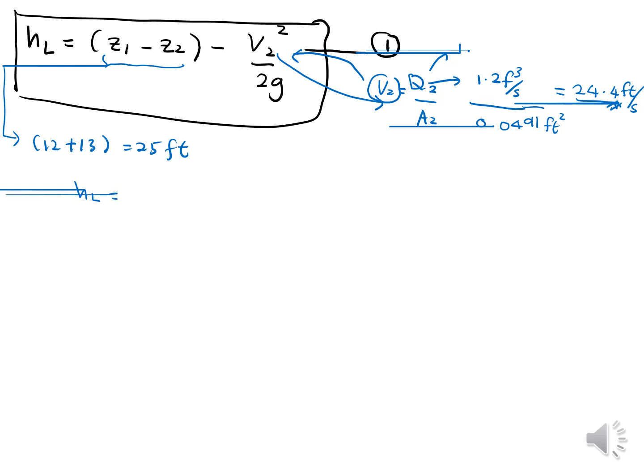So in this case, the HL value is actually 15.75 feet. So this is our final answer. Our HL equals 15.75 feet. Okay, that's it.